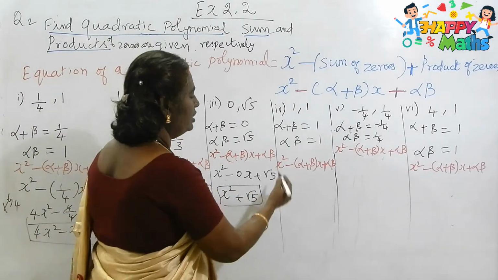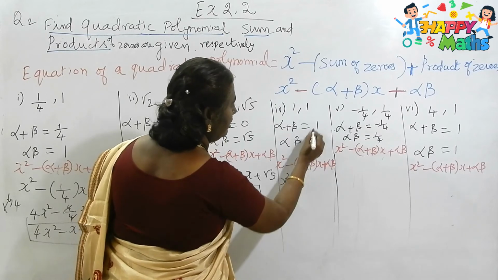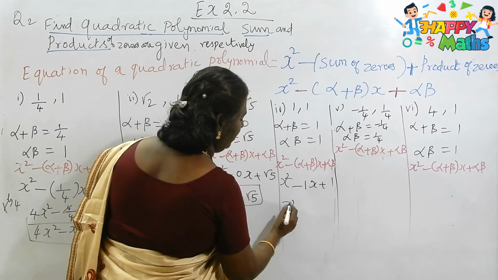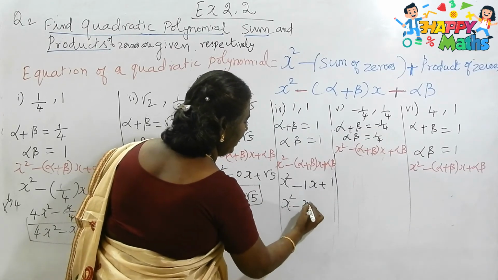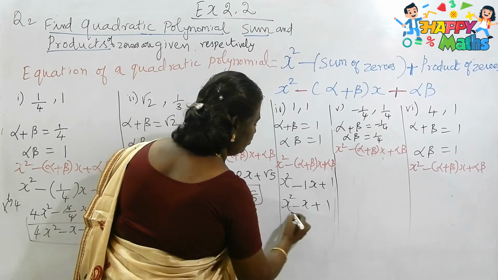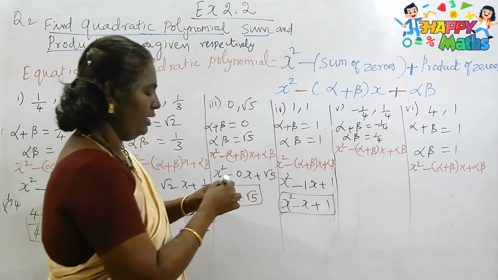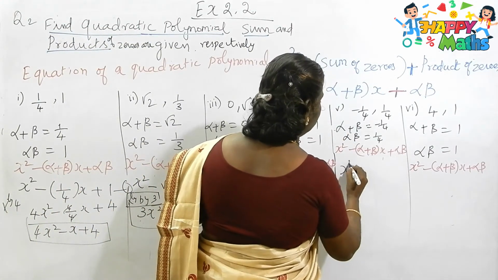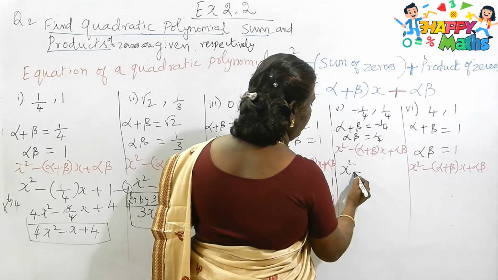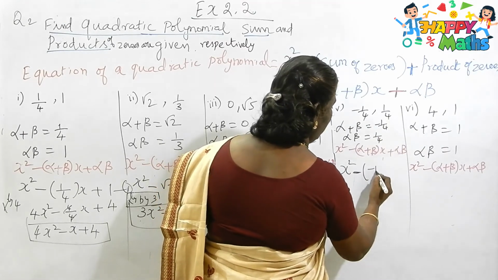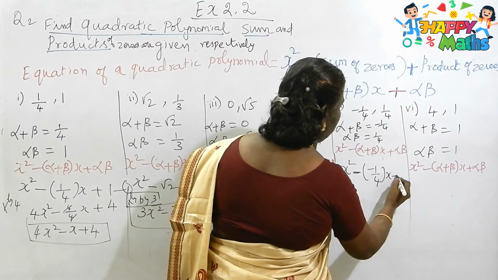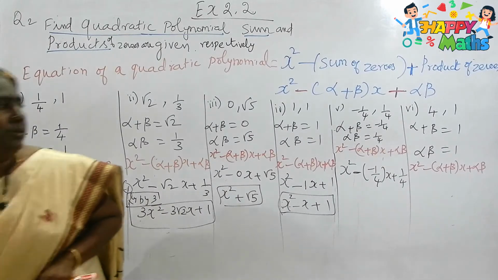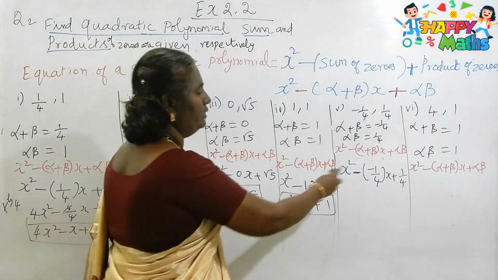Now see, now it is x square minus alpha plus beta is 1 into x plus alpha beta is 1. So it is nothing but x square minus x plus 1. No need to write 1, because coefficient 1 means you don't have to write it. Here x square minus, already 1 minus here in the formula, here also 1 minus. So minus 1 by 4 into x plus 1 by 4. The same concept. What you have to do now? You have to multiply the whole with 4.